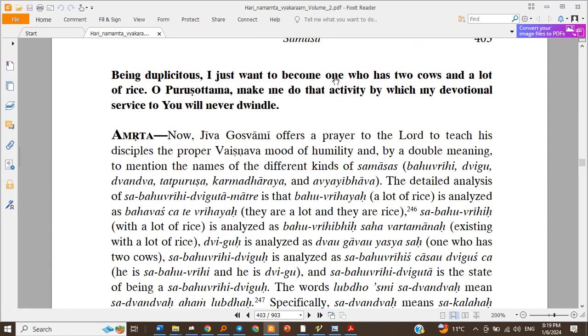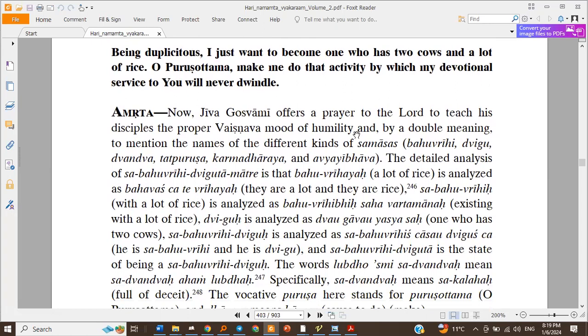Now, Jiva Goswami offers a prayer to the Lord to teach his disciples the proper Vaishnava mode of humility, and by a double meaning to mention the names of different kinds of samasas. So these are actually the names. In Harinamamrita Prakaranam the names are different, but still it is given. So: Bahuvrihi Samasa, Dvigu Samasa, Dvandva Samasa, Tatpurusha Samasa, Karmadharaya Samasa, and Avyayibhava Samasa. Six kinds: Bahuvrihi, Dvigu, Dvandva, Tatpurusha, Karmadharaya, Avyayibhava.